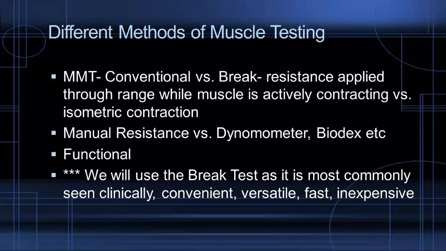When we talk about manual muscle testing, we're going to use the break test. It's most commonly seen in the clinic. It's convenient, it's versatile, it's fast, it's inexpensive in that you're carrying around the tools for it right now, your hands. So it's also a nice quick screen. I mean, it's rare that you're going to go in and test every muscle on somebody's body. A lot of times you're just testing one or maybe two motions, and it's very quick to screen someone and get some nice objective measurements.